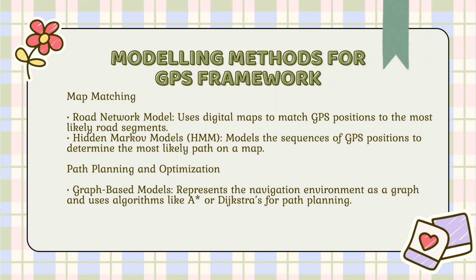Next, for modeling methods for GPS framework is map matching. The road network model uses digital maps to match GPS positions to the most likely road segments. Then, hidden Markov models, HMM, model the sequence of GPS positions to determine the most likely path on a map. Next is path planning and optimization. Graph-based models represent the navigation environment as a graph and use algorithms like A* or Dijkstra's for path planning.